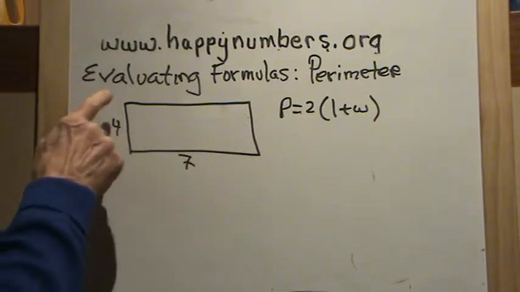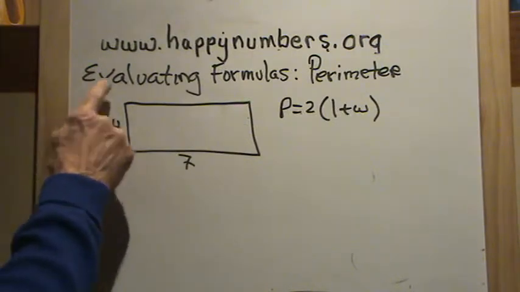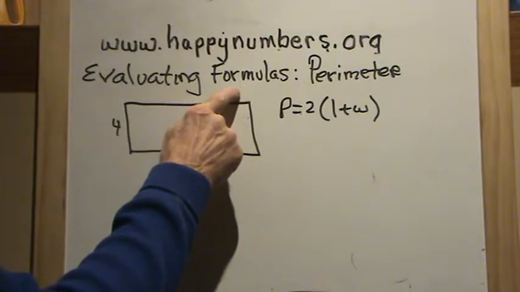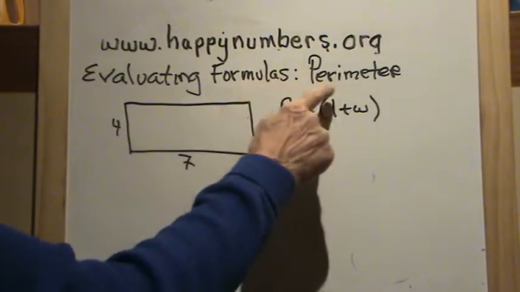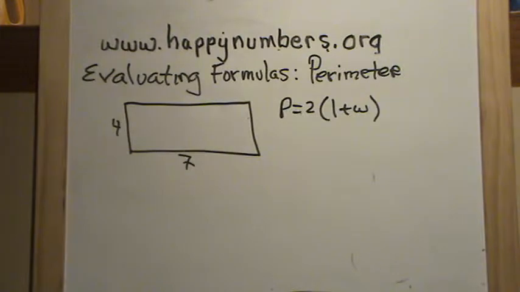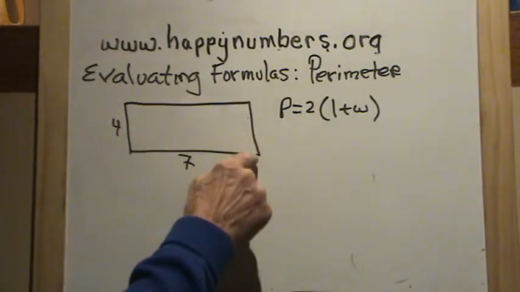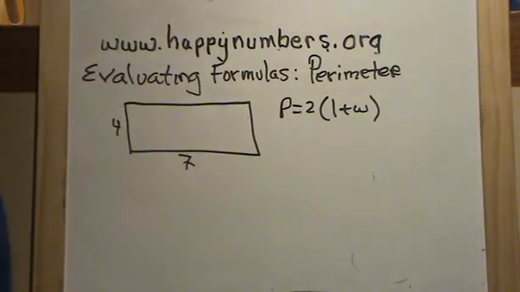www.happynumbers.org. Today we're going to deal with evaluating formulas, and we're going to be using formulas that deal with the perimeter of things. Perimeter is the distance around something.